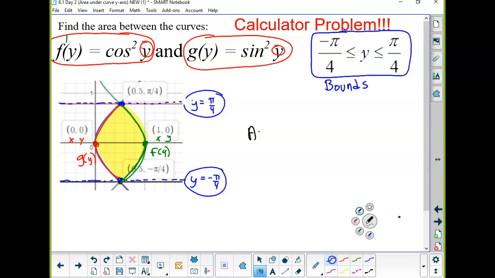Okay. So what's the only work you would absolutely have to show for this problem? Setting up the integral. Why don't you do that right now? Set up the integral, and if you're comfortable, go ahead and solve it using your calculator.